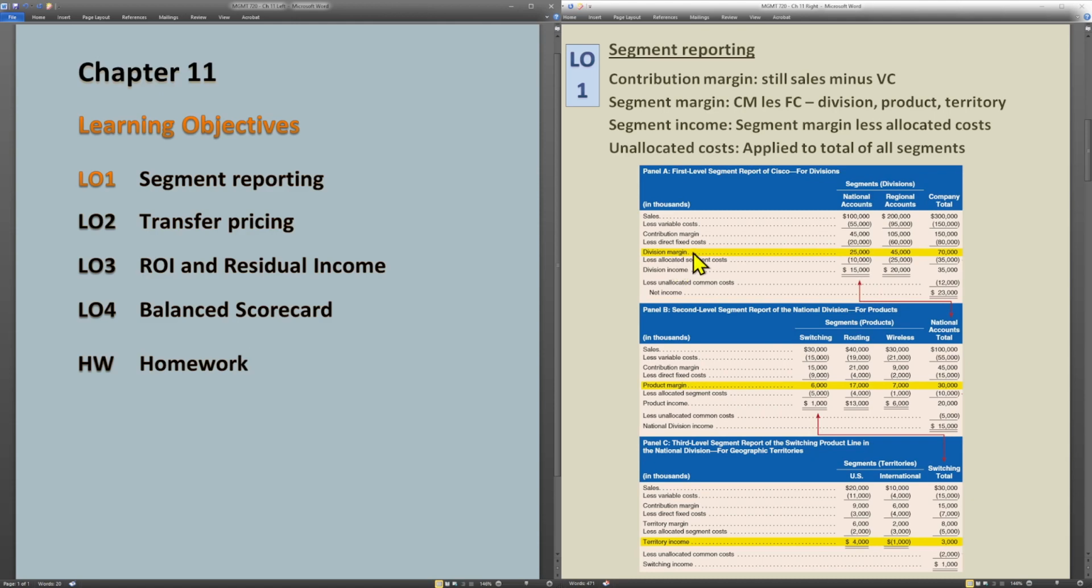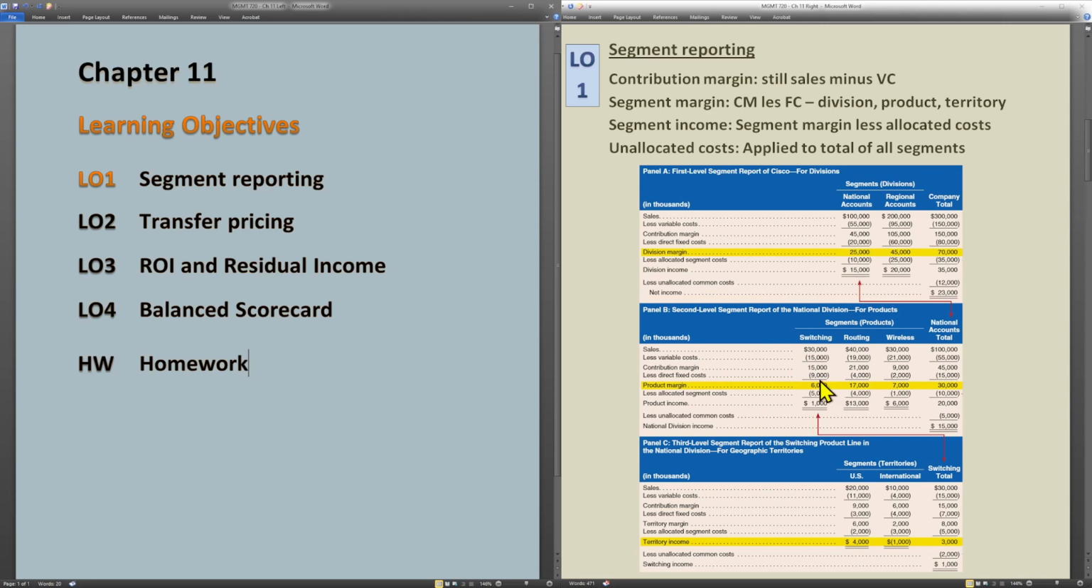So we're adding on a couple of other levels below our normal income. The first one would be the segment margin. The second one would be the segment income. Now I'm using the word segment, but it does say divisions. It says products, and it says territories. A segment is sort of the generic word. A company can divide up its company in many different ways. These different ways that you can separate the company are called segments.